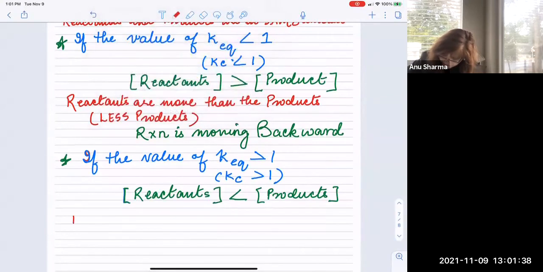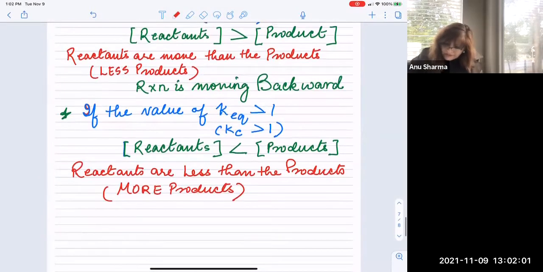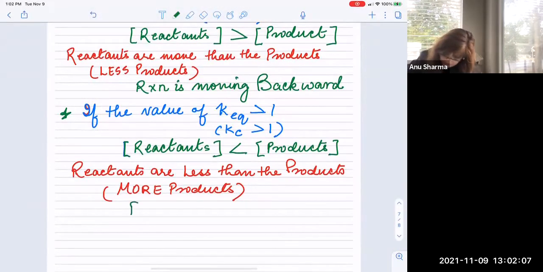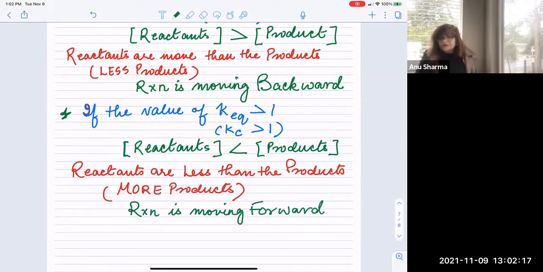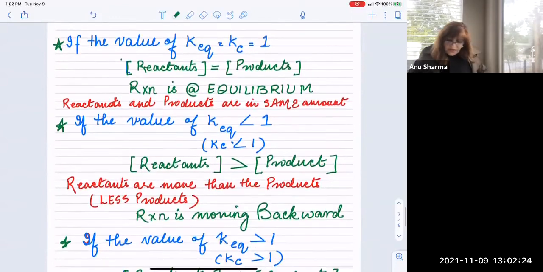So reactants are less than the products. This means more products. When there are more products, the value of Keq is more than one. So what does this mean? This means that the reaction is moving forward. It's still in equilibrium, but it is moving forward. There are more products, obviously. But a little bit of the products are still disintegrating. So this is the whole premise of this thing.